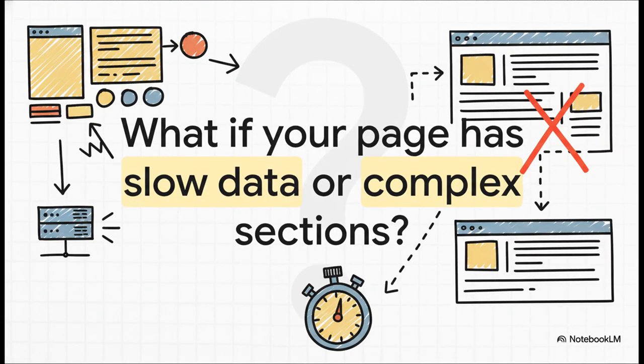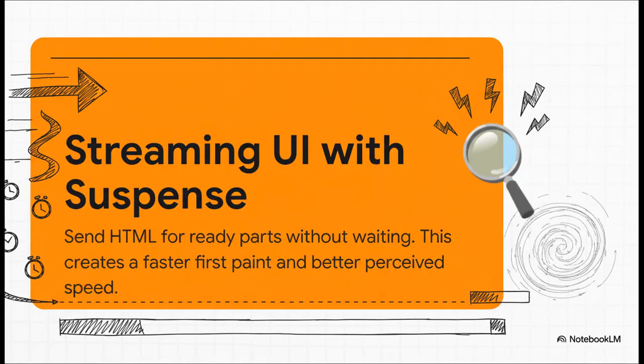But okay, what if part of your page is just slow? Maybe you're hitting some external API that takes its sweet time to respond. Does the whole page have to grind to a halt and wait for that one slow piece? No way. And this is where streaming with suspense comes in. It's a total game changer. The server can send the HTML for the parts of the page that are ready, immediately, so the user gets something to look at almost instantly. And then, while they're seeing that initial content, the slow data can just load in the background and stream right into place when it's done. It's all about that perceived performance.